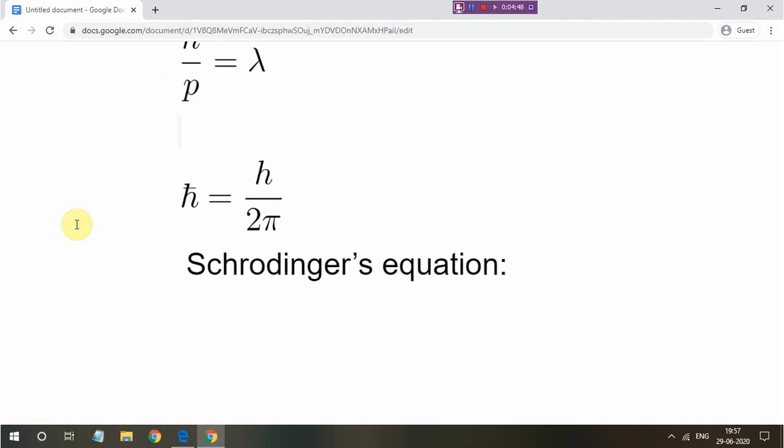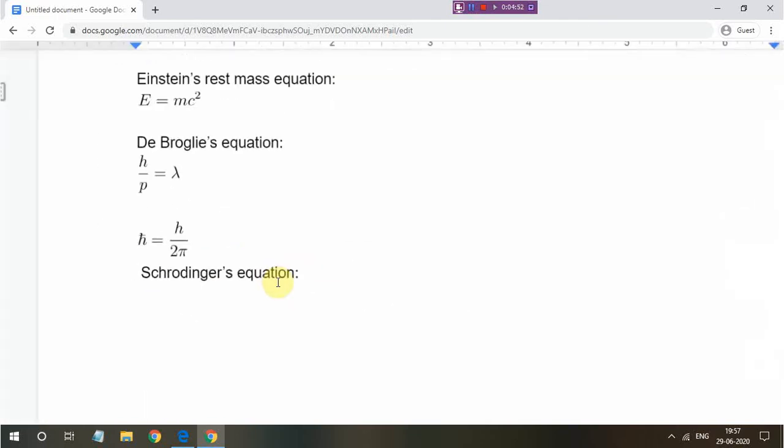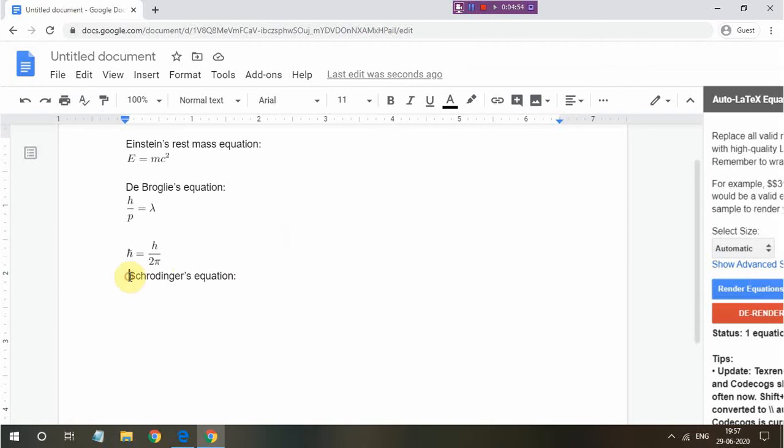So now you see this is the h bar symbol. Now in Schrodinger's equation we have this h bar squared, and the Schrodinger equation is a very complex equation, so you'll know what I mean once I type it. For the minus symbol you can just use the hyphen.